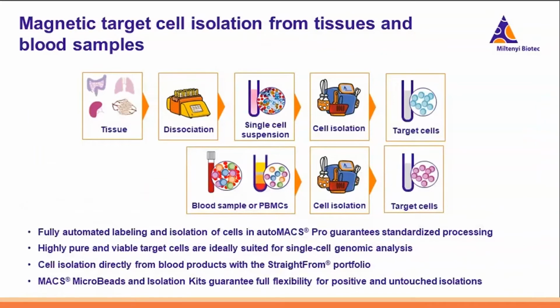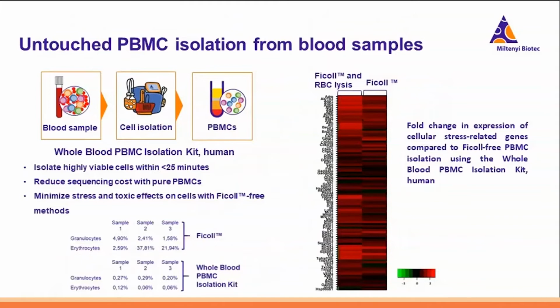By using MACS Technology, we can nicely isolate specific target cells from either single cell suspensions after tissue dissociation, as well as from blood samples or PBMCs, to get highly pure and viable target cells ready for genomic analysis. The MACS microbeads and the isolation kits guarantee full flexibility for positive and untouched isolations, and the StraightFrom portfolio allows the convenient isolation of leukocyte populations directly from blood products. In addition to this, isolation of PBMCs from whole blood can be performed easily and automated with the Whole Blood PBMC Isolation Kit human and the autoMACS Pro.